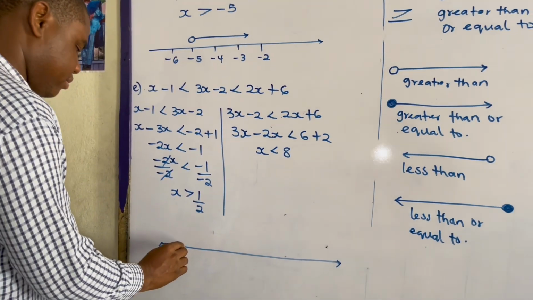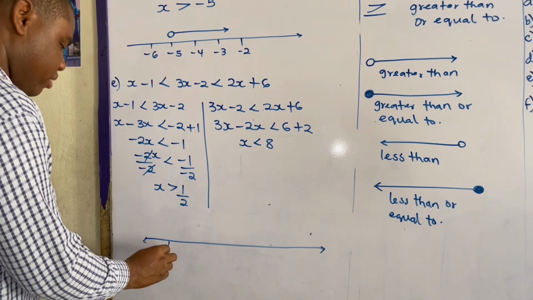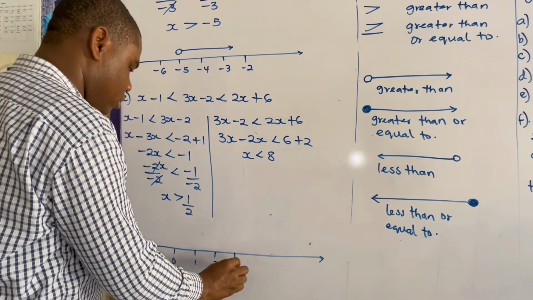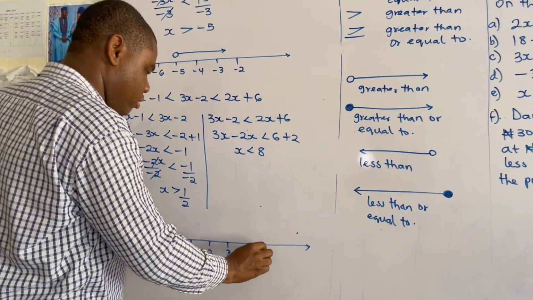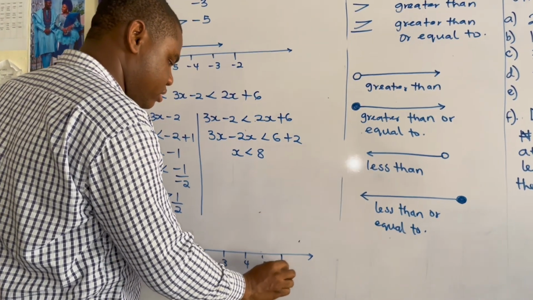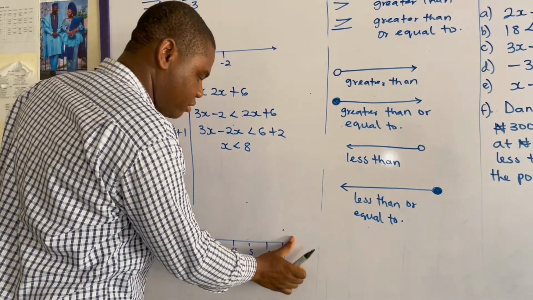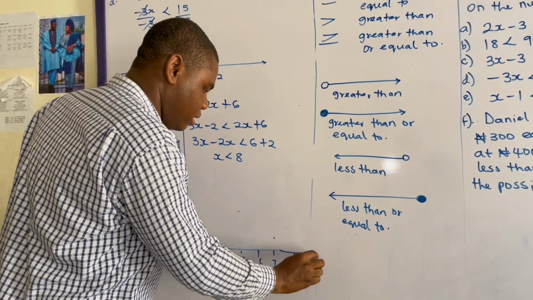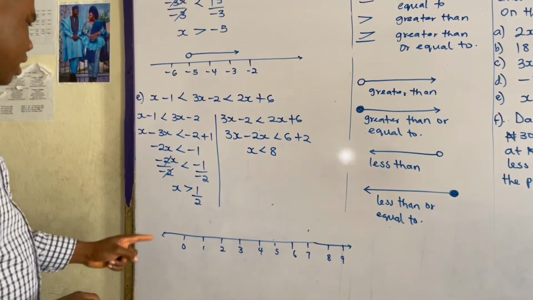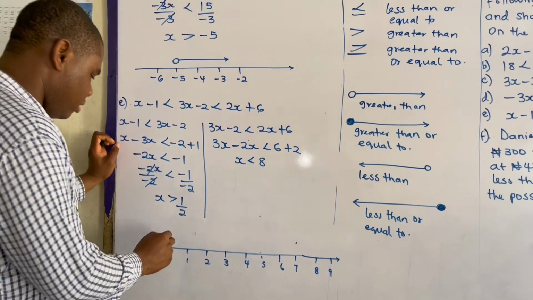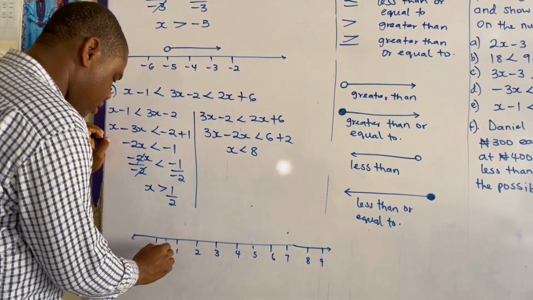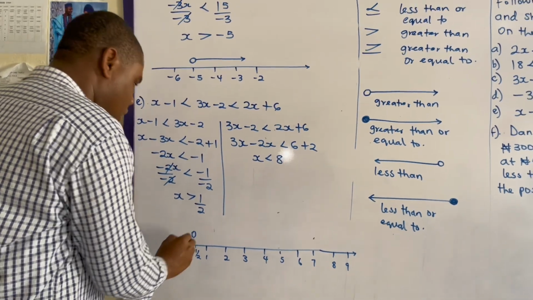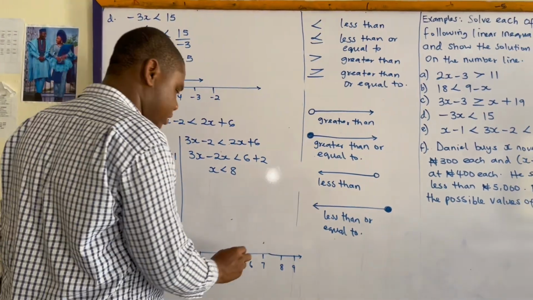Since there's no negative number, you can start from 0: 0, 1, 2, 3, 4, 5, 6, 7, 8, and 9. For the first one we have x is greater than half. Half can be between 0 and 1. And also we have x is less than 8.